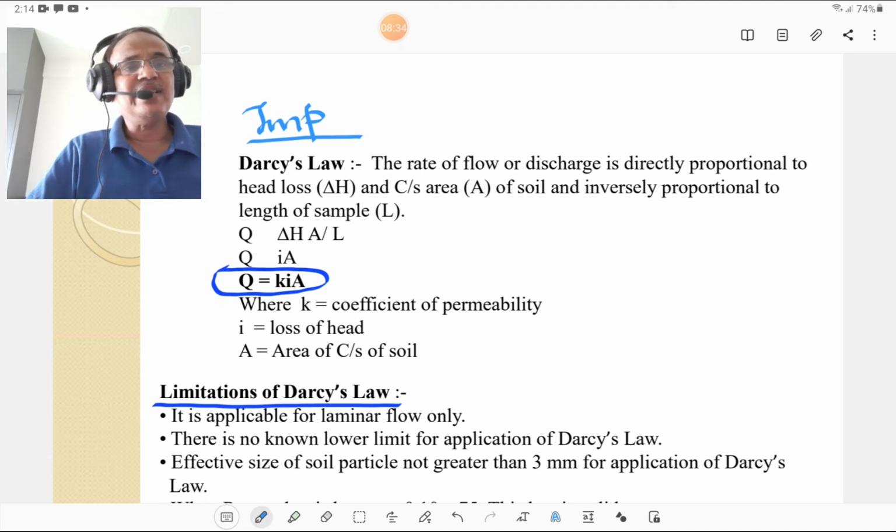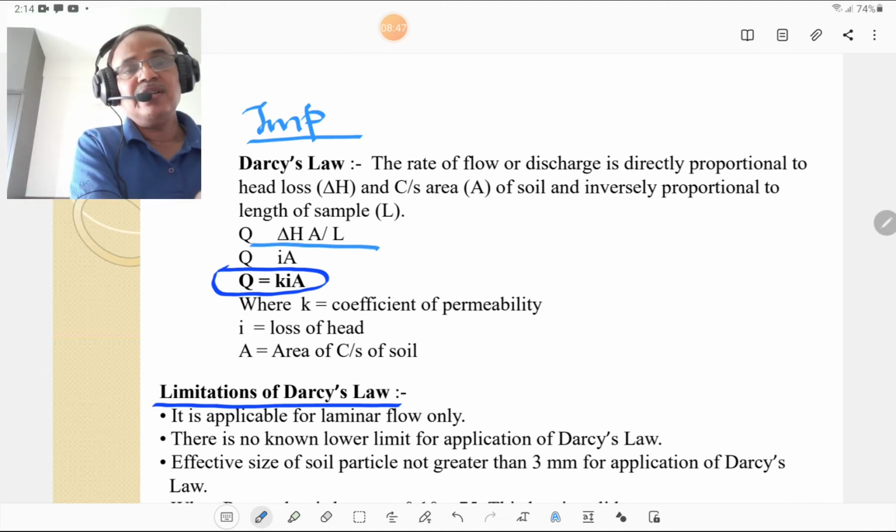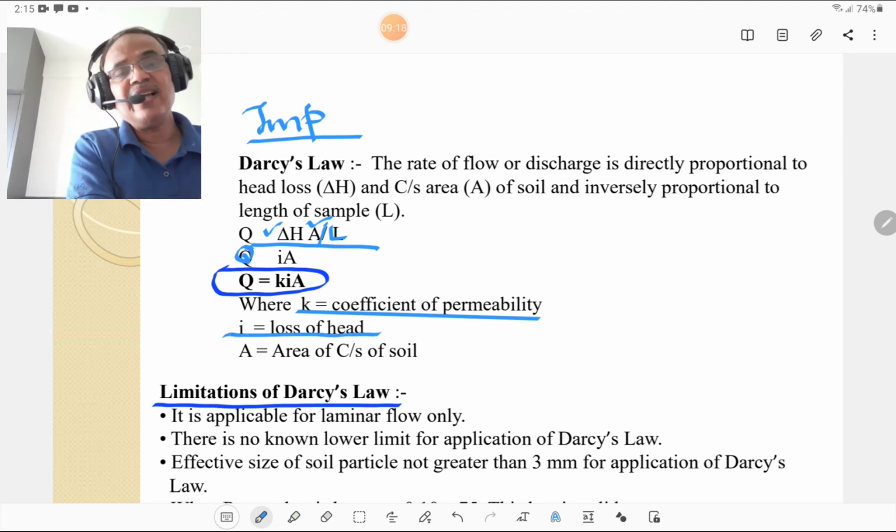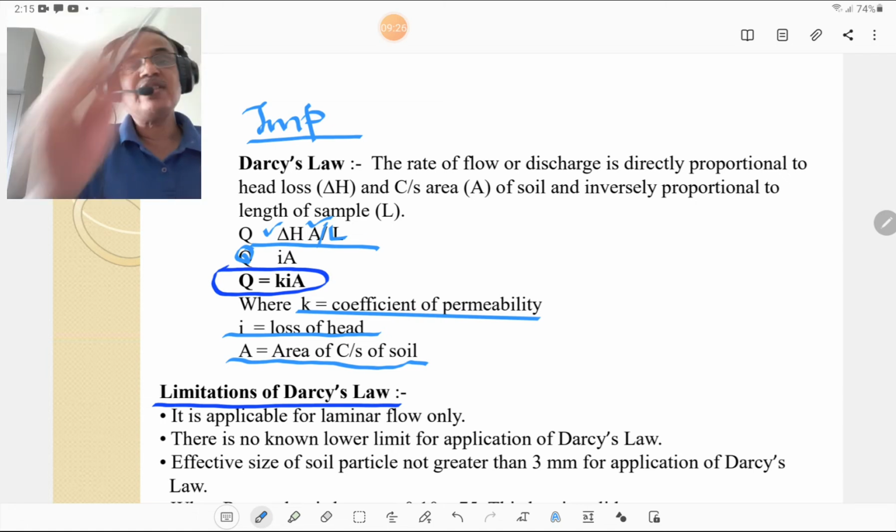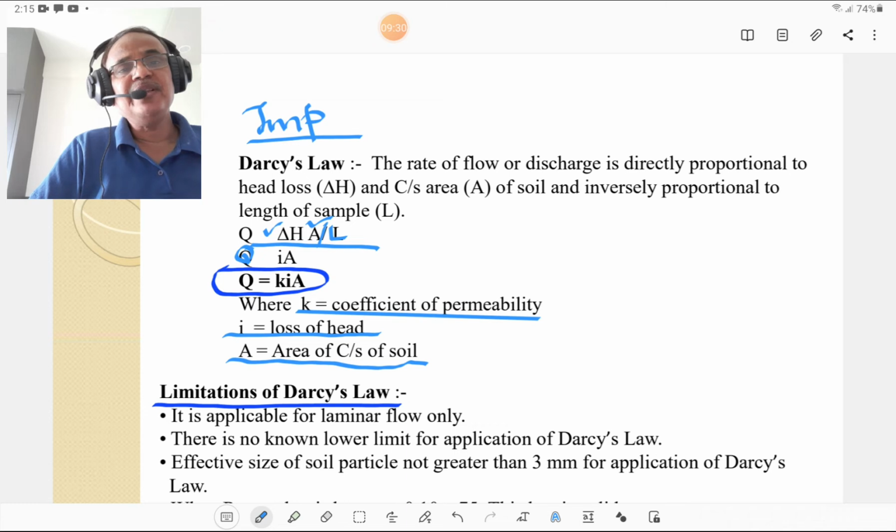The rate of flow, that is nothing but the discharge, is directly proportional to the head loss and cross sectional area of soil and inversely proportional to the length of sample. That is, Q is directly proportional to delta H, meaning head loss, A means area of cross section, and inversely proportional, that's why it is divided by L. Then if a constant is applied, Q is equal to KIA, where K is the coefficient of permeability, I is the head loss divided by L, that is delta H by L, and A is the area of cross section of the soil. So Darcy's Law is nothing but the relationship between the head loss, cross sectional area and length of sample with respect to discharge.